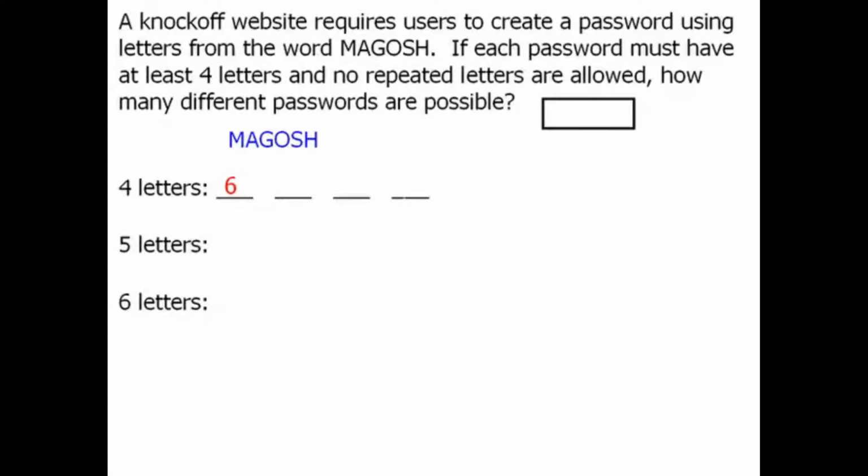Now, once we have placed one of our letters in this first position, only 5 letters remain. So there are 5 ways in which we can accomplish the second stage. Following along, there are 4 ways to accomplish the third stage and 3 ways to accomplish the last stage. At this point, we will apply the fundamental counting principle and find the product of these stages to get 360. So it is possible to create 360 different 4-letter passwords using these letters.